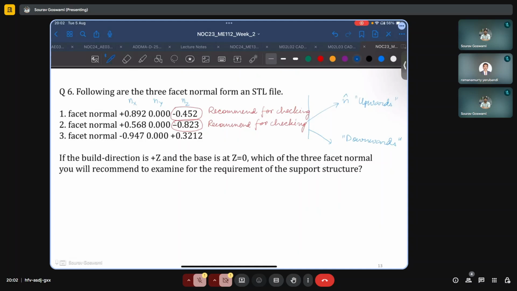The third one has a positive Z component, so we can be sure that it will definitely not require any support structures. And thus, just by qualitatively looking at and comparing the Z components, we can say which parts may or may not require support structures. The actual final verdict will, of course, be dependent on the critical angle for that process, machine, and material combination.